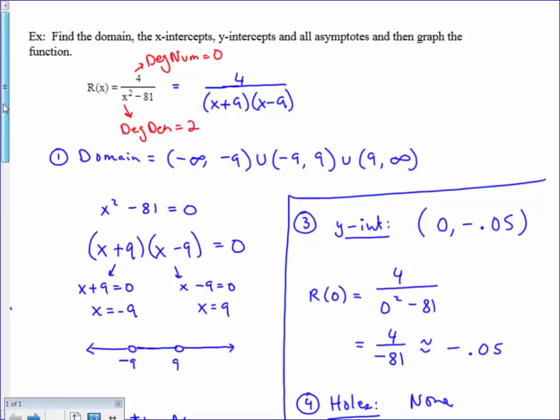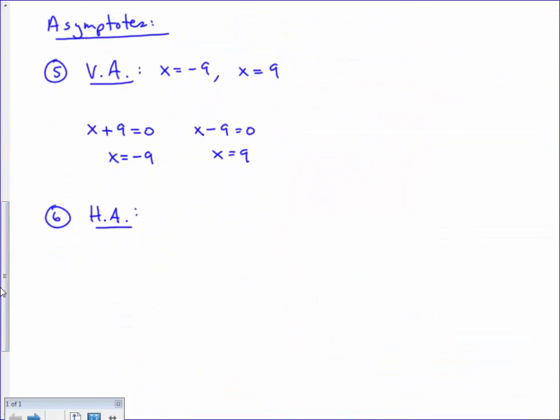If that's the case, I'm going to go ahead and make that note: degree of denominator was larger than degree of the numerator. If that's the case, then my horizontal asymptote is automatically y equals 0. So y equals 0 is my horizontal asymptote. From here, step 7, looking for oblique asymptotes.